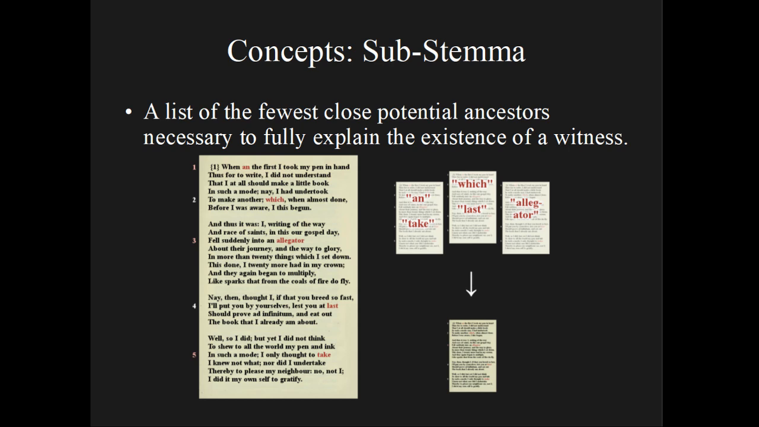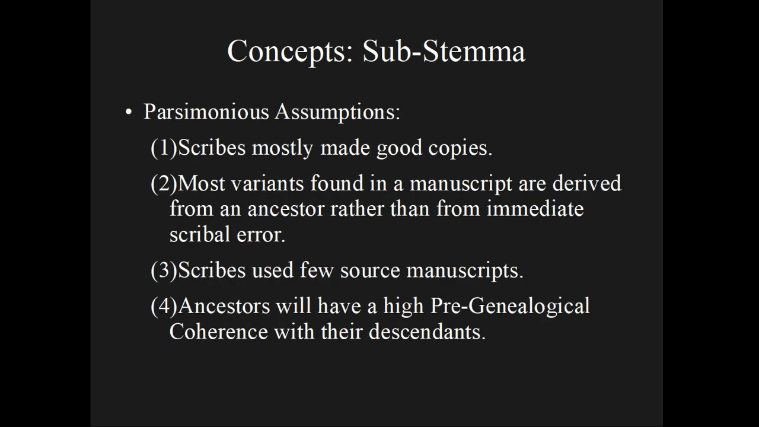We'll ask basically, what is the fewest potential ancestors that we need in order to explain this witness, the readings that it has? So, as we saw before, scribes mostly made good copies, they'll say, and scribes used fewer sources in number 3. And number 2, most variants found in a manuscript are derived from ancestors rather than from immediate scribal error.